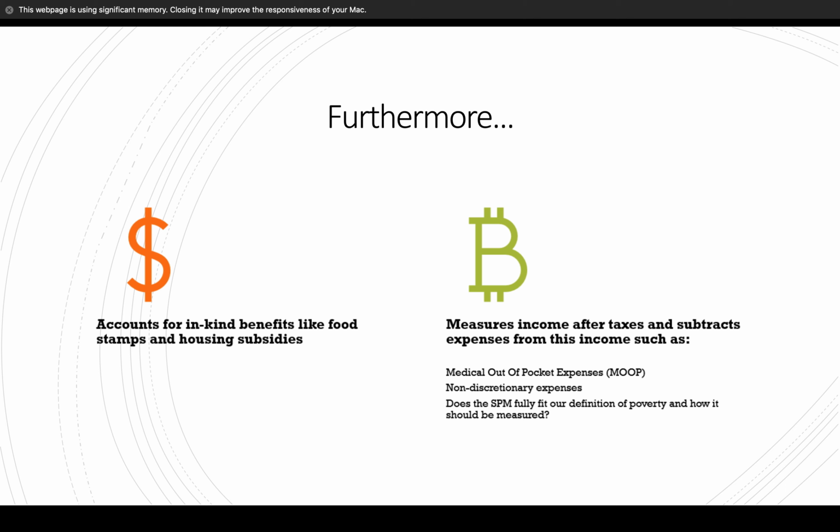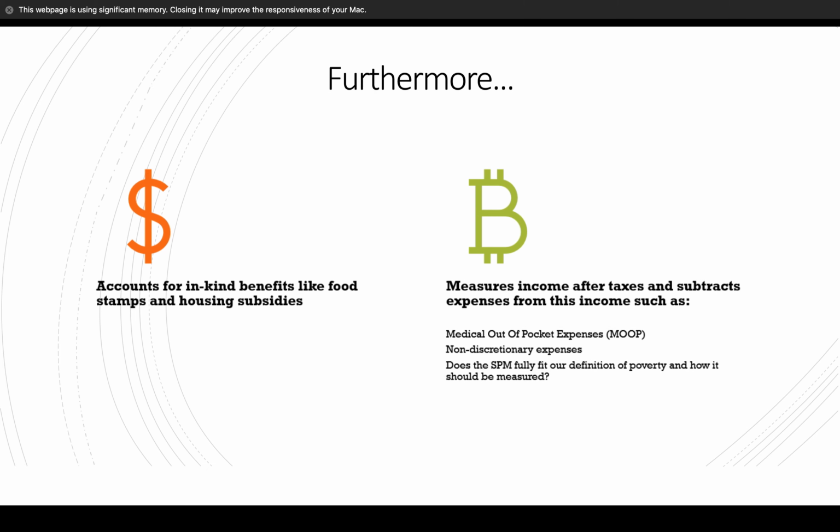Unlike the OPM, SPM measures income after taxes and after subtracting some expenses such as medical out-of-pocket expenses, and non-discretionary expenses like fuel costs for driving to work, and so on. Putting all of this together, it is clear that the SPM is a much improved version of the OPM and the better choice since it looks beyond just income.